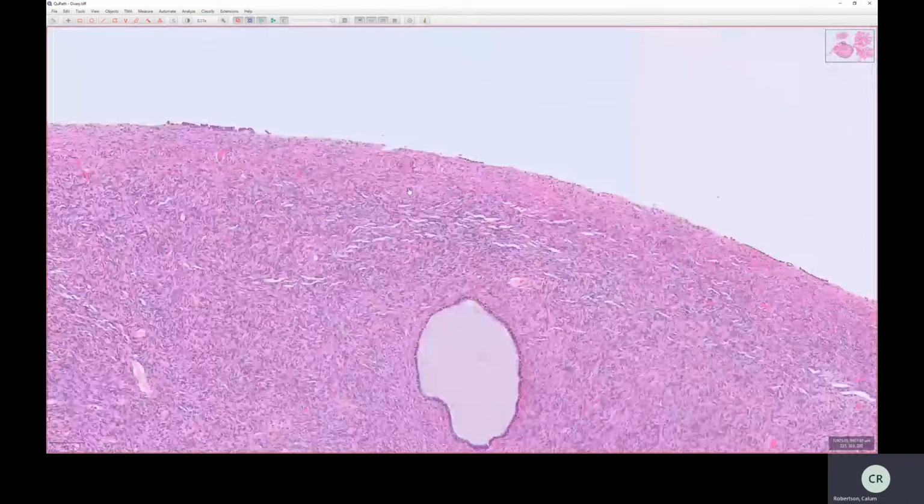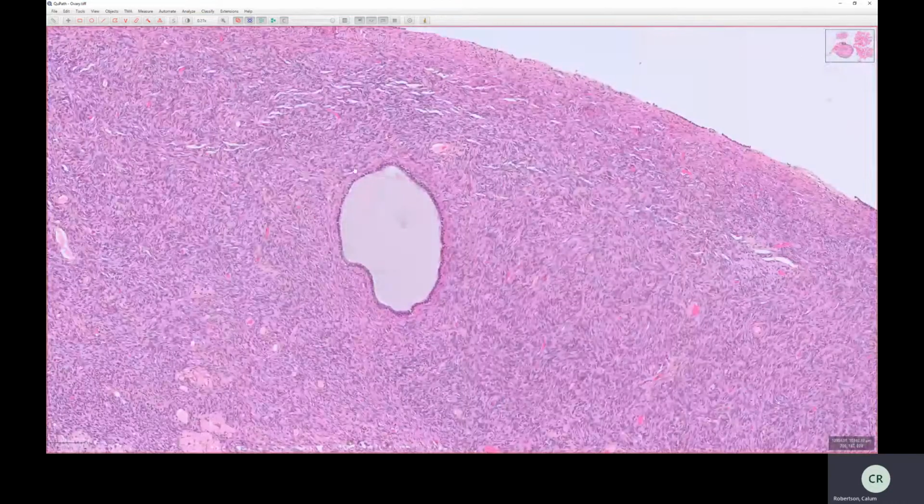There's one other thing in this section that I'll draw your attention to, and that's this thing. So this is a cyst, and this is a cyst lined, I think, probably by cilia. So I think this is a cyst lined by simple pseudostratified epithelium.